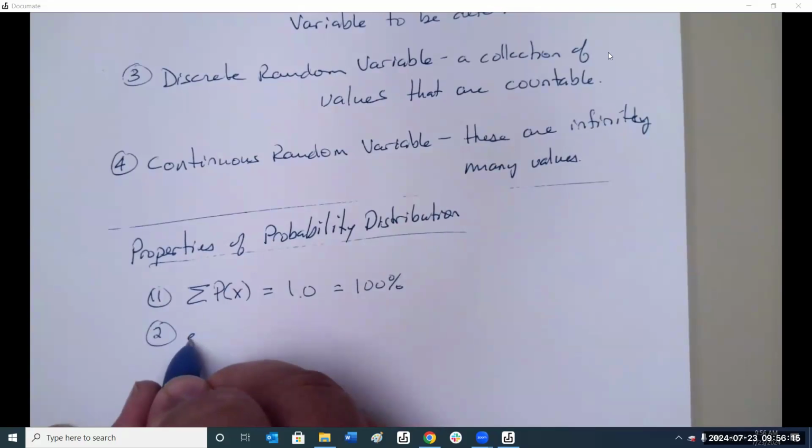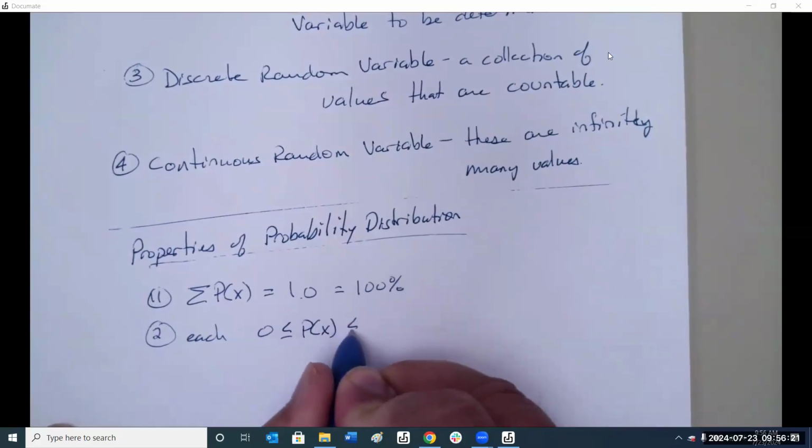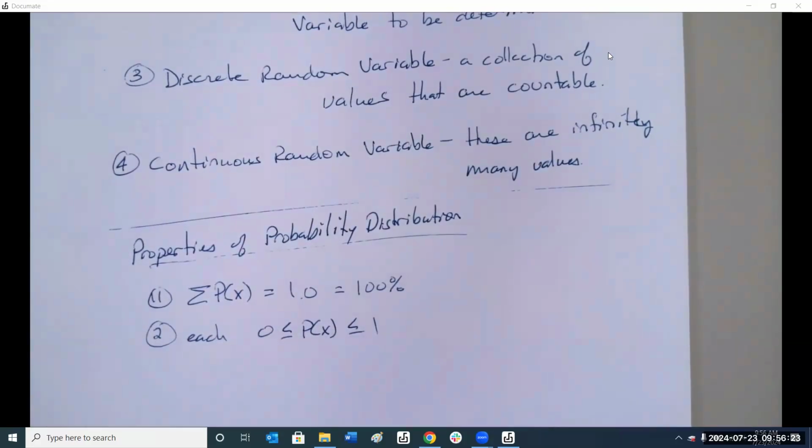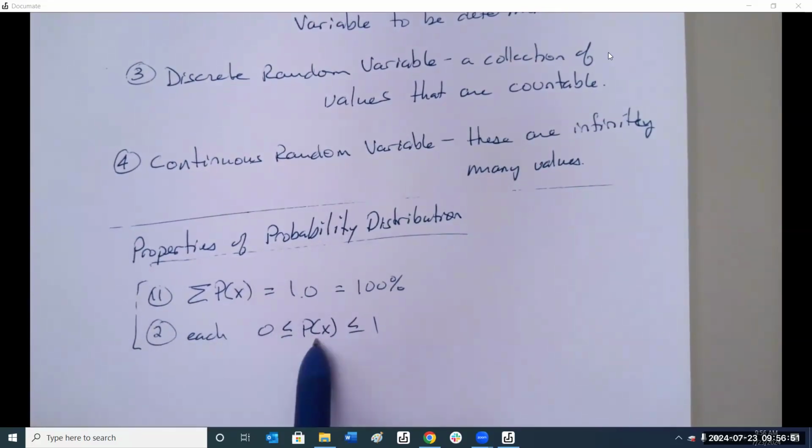The second one, each probability has to be between 0 and 1. These are the big ones. The sum of all your probabilities has to equal 1, and each individual probability has to be between 0 and 1, cannot be greater than 1. And that third one actually defines all of those already that we just talked about. So let's look at an example here.